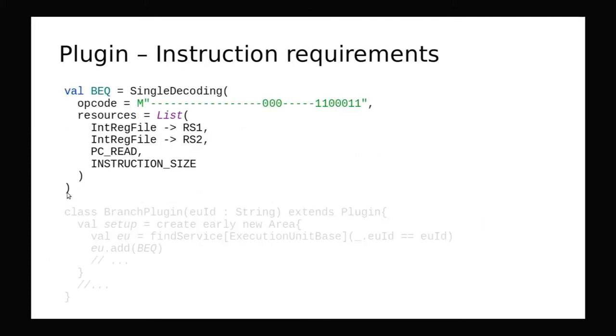So, instruction requirements. There was also the idea in the CPU that you could add instructions easily in the pipeline without modifying 10 files here and there. For instance, in the case of the branch plugin, we need to specify that we will implement a branch if equal instruction. So the way we do that is you specify what a branch EQ instruction is. It is a single decoding with a given opcode. Here is the bit mask representing the instruction, BEQ, and a list of resources, like saying, okay, branch if equals is using the integer register file, register source 1 and 2. It needs to read the program counter, and it needs to read the size of the current instruction in bytes. So yeah, here we define the instruction BEQ.